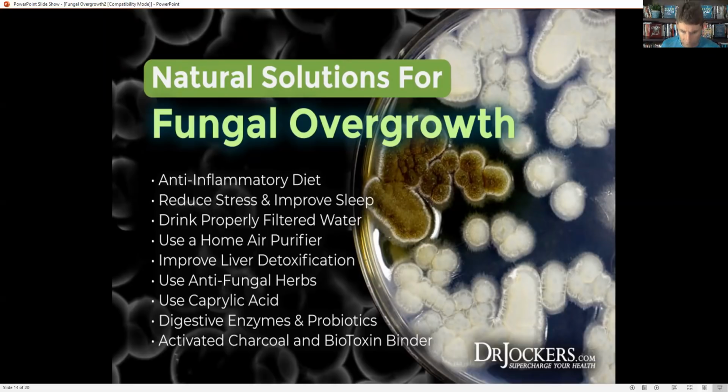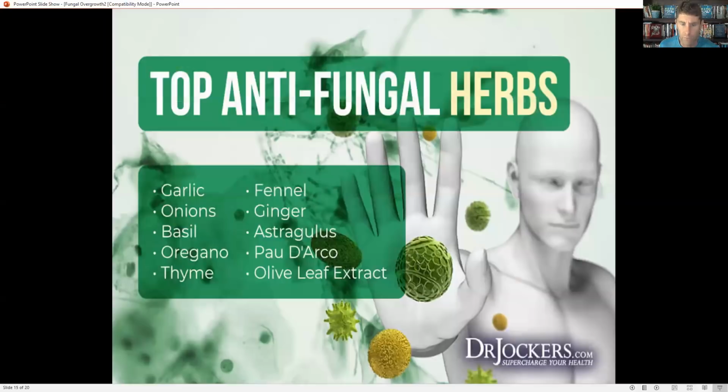Antifungal herbs, caprylic acid, digestive enzymes and probiotics, and activated charcoal, and some sort of biotoxin binder. So top antifungal herbs: garlic, onions, basil, oregano, thyme, these Mediterranean style herbs, fennel, ginger, astragalus, pau d'arco, and olive leaf extract. These things work great as far as being antimicrobial overall, and particularly antifungal. So looking to add these spices and herbs to your foods is really good.